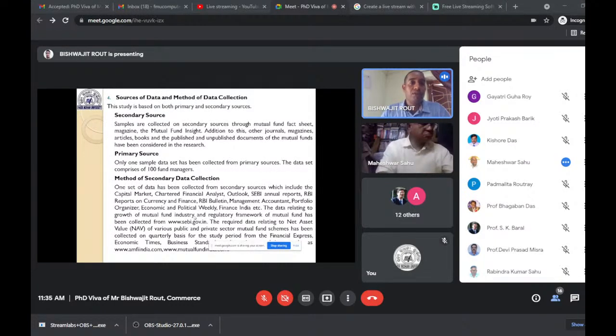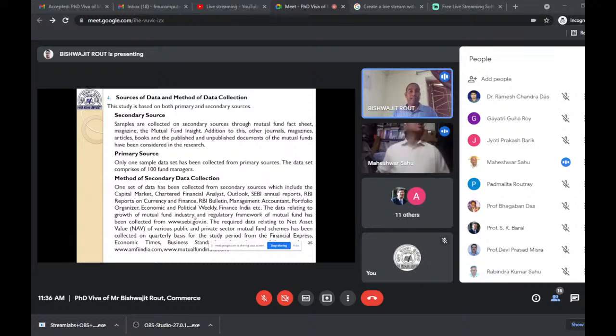So the study is based on both primary and secondary data, as the last objective is related to primary data. Coming to secondary sources, data are collected through mutual fund fact sheets, magazines, and mutual fund insight. In addition, other journals, magazines, articles, books, and published and unpublished documents of mutual funds have been taken into consideration. For primary sources, only one sample data has been collected. That data set comprises 100 fund managers.